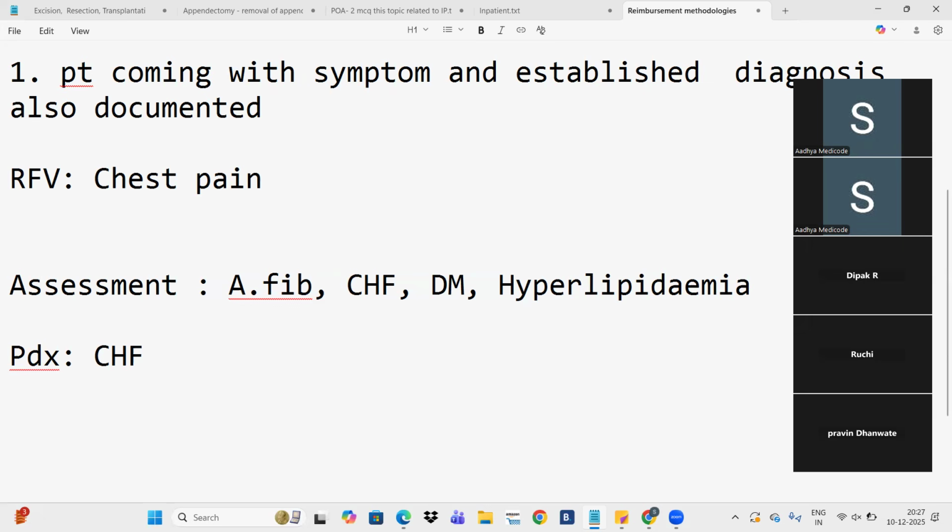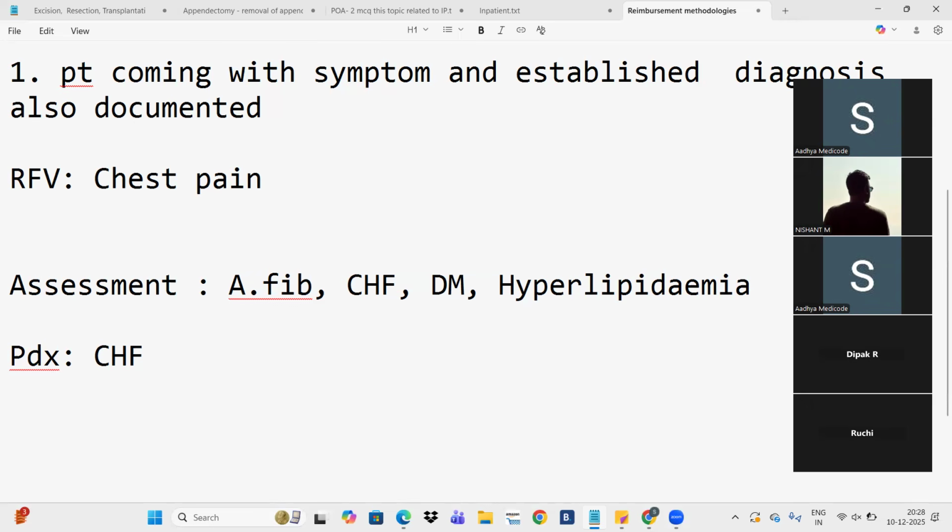Clear? Then only one condition will be considered as PDX. Always only one condition is PDX. PDX means the first listed or principal diagnosis. While you are coding, whichever diagnosis you list first in the arrangement should be the PDX. If you are coding 10 diagnoses, the first diagnosis you add should be PDX, and the remaining all should be SDX. There are no 2 or 3 PDX.